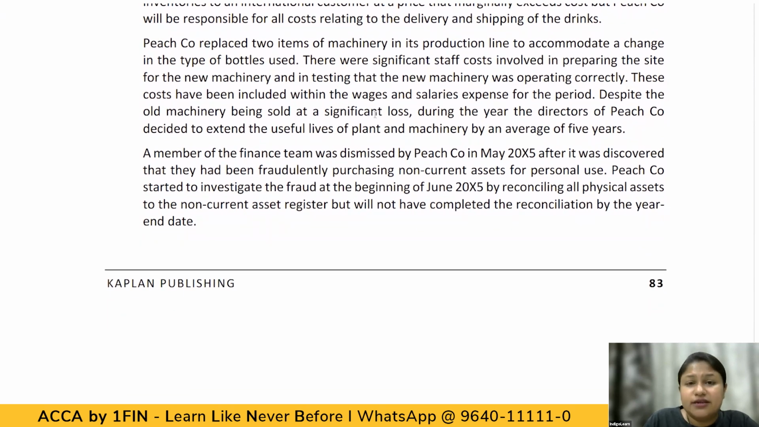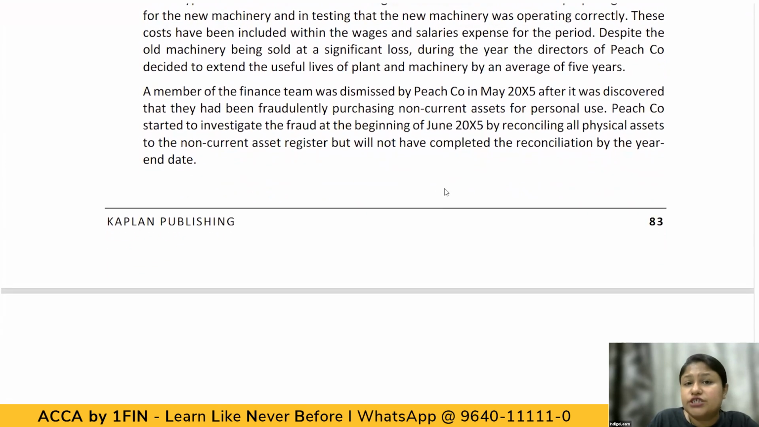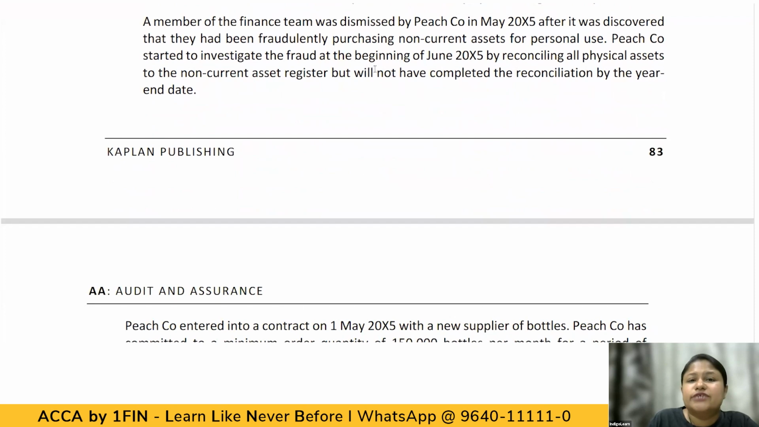Then 2 items of machineries have been taken. Here you can see the big risk is regarding the costing. Risk of material misstatement is present with respect to the amount. So the assertion could be wrong, of the valuation, okay, of the particular machinery, because it could be an understated one, because staff cost has to be capitalized, so understatement could be there. Then there is one person who has been dismissed. Okay, why? Because he has done fraud, so control risk is present.